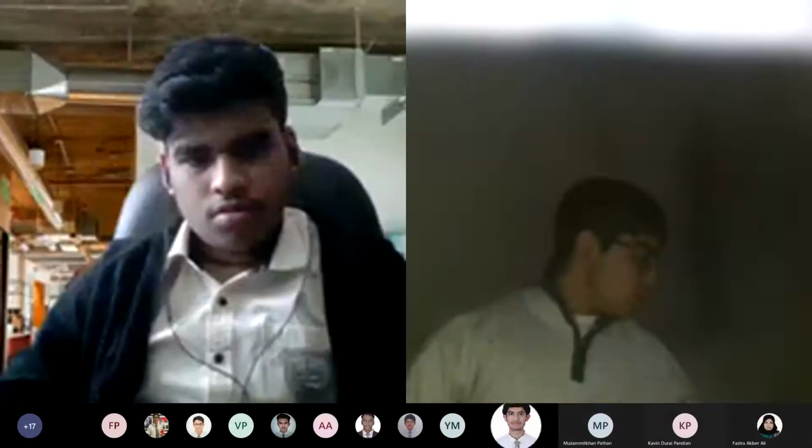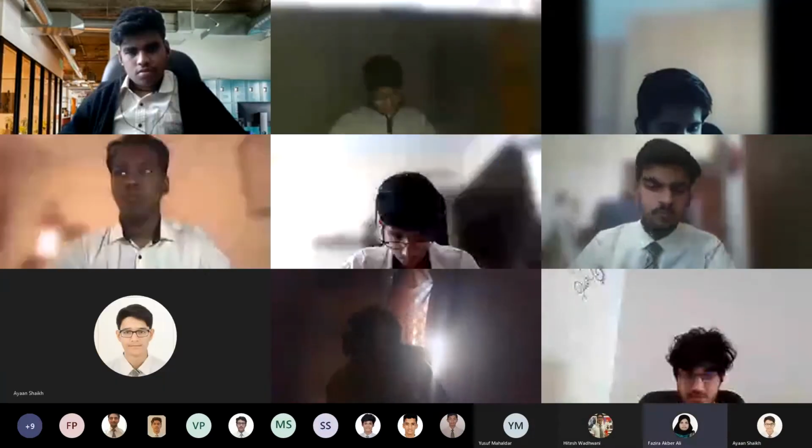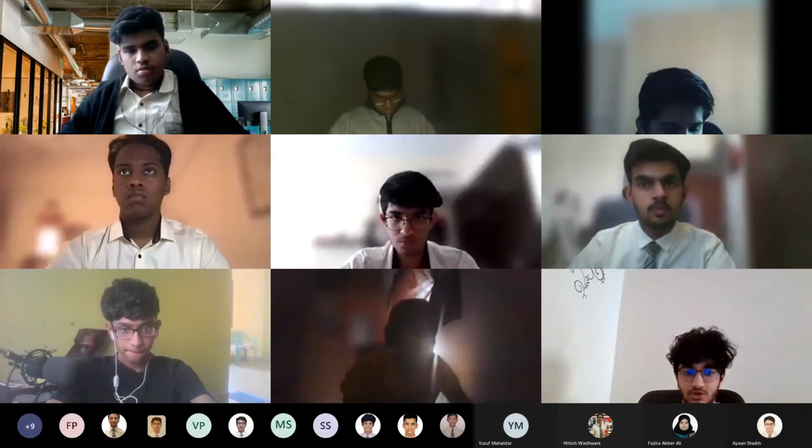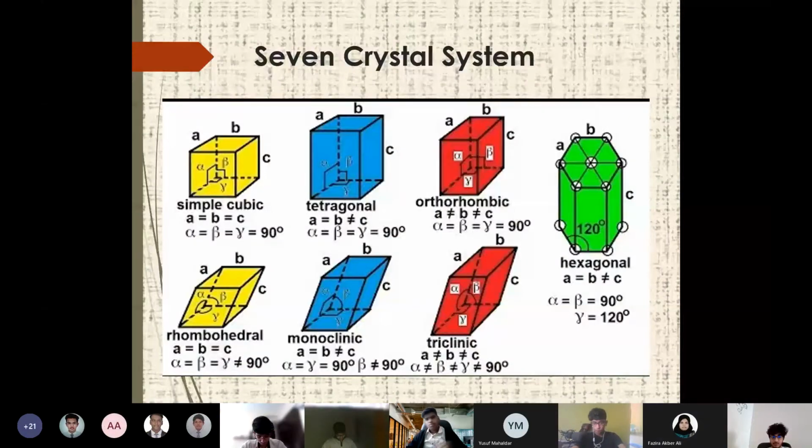There is a simple cubic, tetragonal, orthorhombic, hexagonal, rhombohedral, monoclinic, and triclinic. So here you can see, based on the different values or the relation between the edge length and axial angle, you can have 7 crystal systems. These are the basic 7 crystal systems possible.